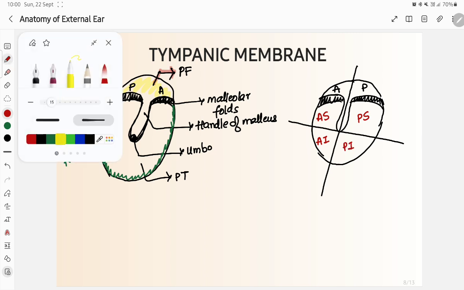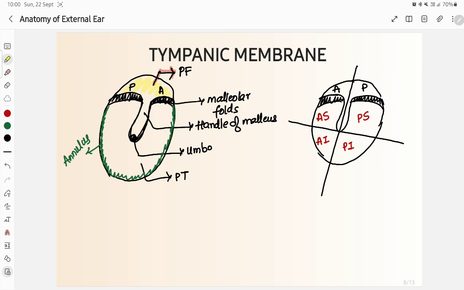Now when we are examining the ear with the help of an otoscope, a light will fall on this tip, the umbo, and it will reflect a shadow in the antero-inferior part. This shadow is called the cone of light. Do remember this point, the cone of light is always present in the antero-inferior part.